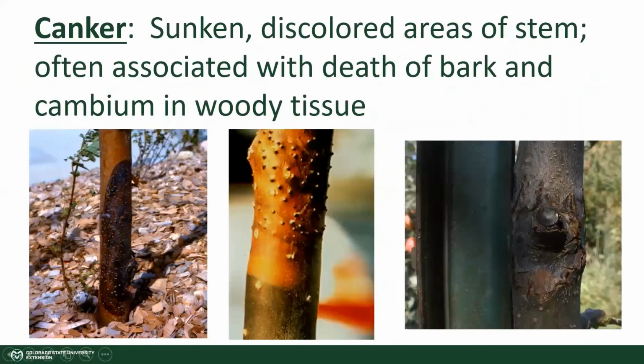We could also have canker, and canker is the sunken, discolored areas that are on the stem. This is often associated with the death of the bark or the cambium in woody tissue. So you can see these three different stages of the canker. This is usually when it's starting, this is a later stage, and this is when the canker is very bad in that tree. We don't know what the cause of the canker is, but we know that the canker is a symptom of something that is wrong with the plant.